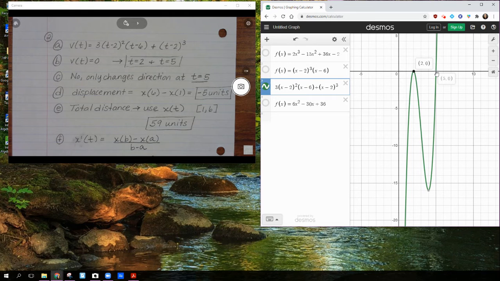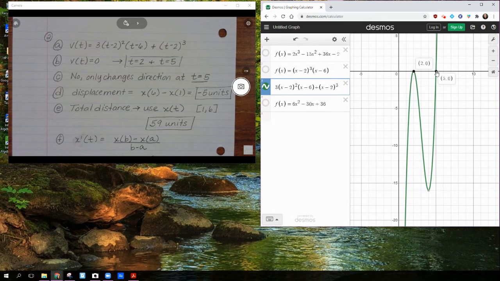Letter C, does the particle change direction at all of its stops? Now, this is where the graph is super helpful. If the particle stops and changes direction, it's going to change direction when the velocity graph, which is what we're looking at, changes sign. So here, the y values are all negative. And then we get to 2, and on the other side of 2, they're still negative. So at t equals 2, the particle did not change direction.